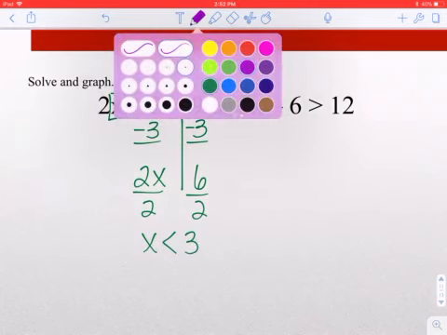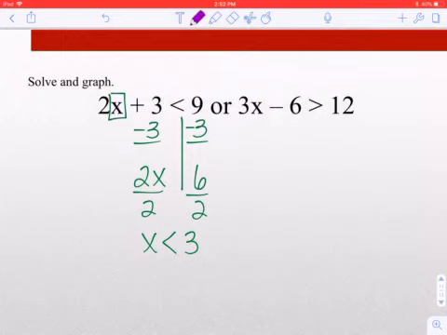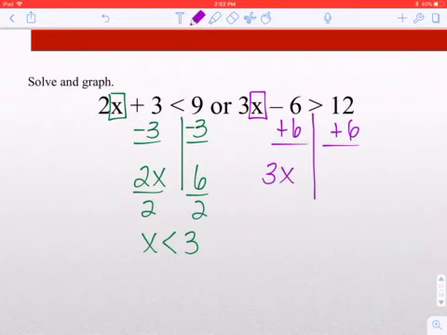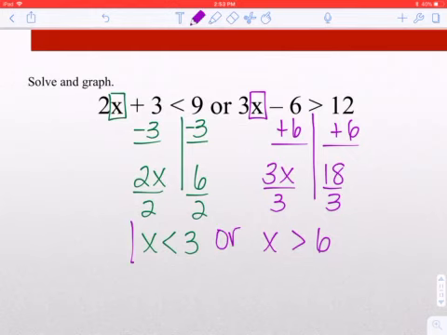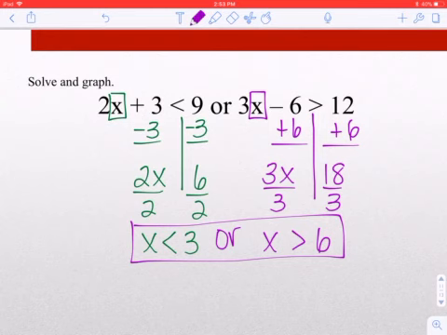Then I'm going to solve the second part. I'm trying to get x by itself. So first step is to add the 6. Second step is to divide by 3, and x is greater than 6. Then I would bring down the word or. This is my solution here.